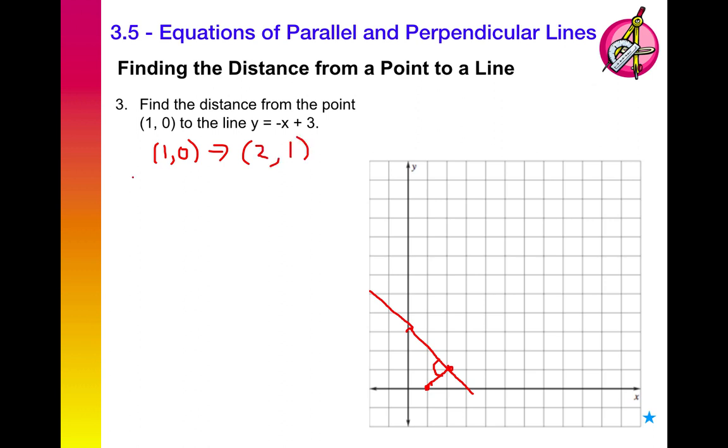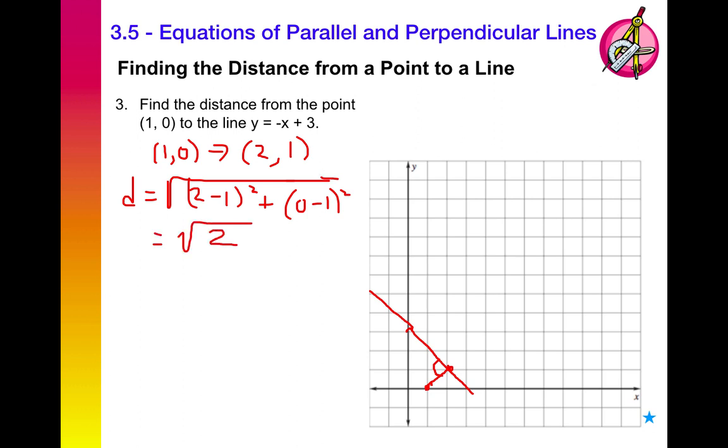And the way that we do that is use the distance formula. So the square root of 2 minus 1 squared plus 0 minus 1 squared. And that equals the square root of 2. So that's the distance from the point to the line.